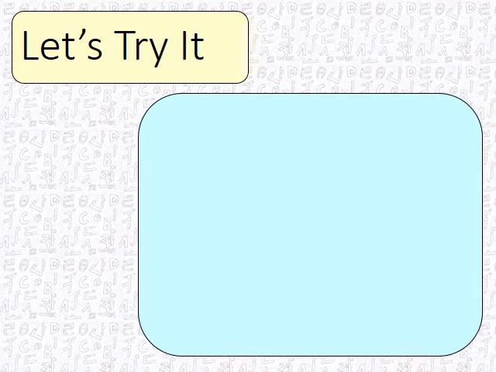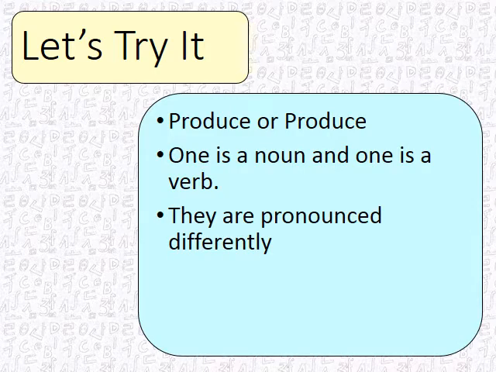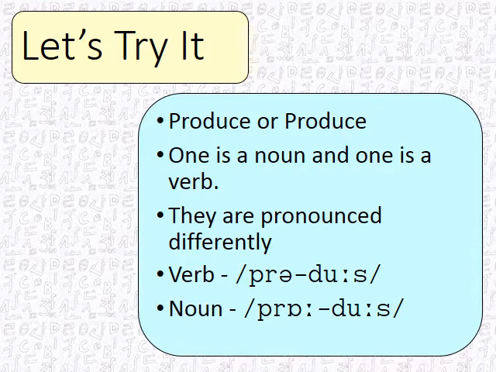Here is another example of how the IPA can be useful. Produce or produce. The same spelling, but the pronunciation changes the parts of speech. One is a verb and the other is a noun. They are pronounced differently. The verb form has the stress on the second half of the word, leaving the pronunciation of produce. The noun has the stress on the first syllable, which changes the vowel that is used from schwa to o, changing the sound of the word to produce.